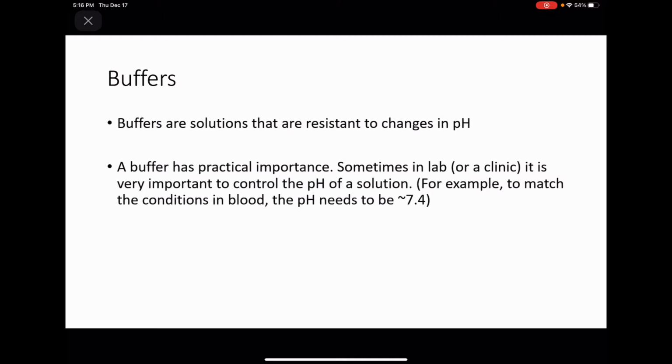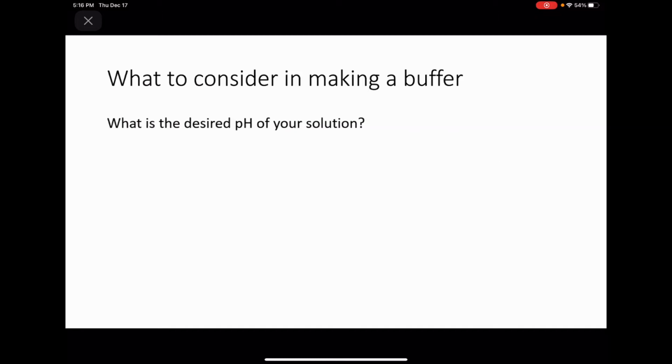Okay, so I have an example here. If you wanted to mimic the conditions in blood, you need to have your pH controlled at around 7.4. So let's learn how to make buffers because they're very practical. We want to learn how to do this. So what do we need to consider?